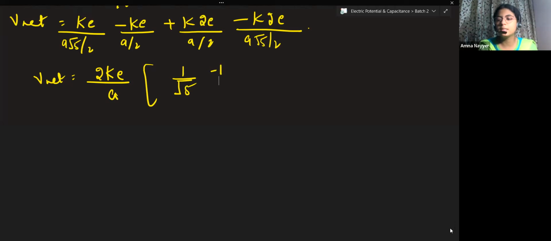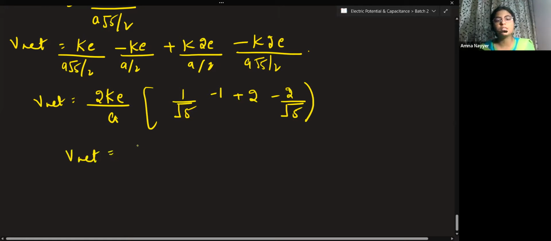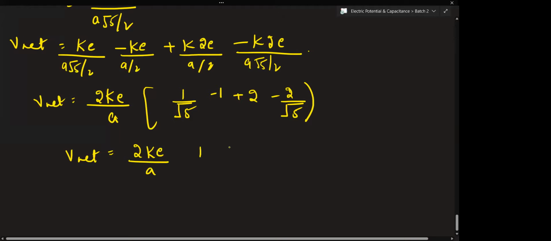Now, from this part we have 2 KE by A as common. So this will be plus 2, because 1, 2 we have taken. And from here, 2 KE by A we have taken common, so minus 2 by root 5 will be left. So V net will be what? This will be 2 KE by A. Ma'am, it will be minus 4 by root 5.